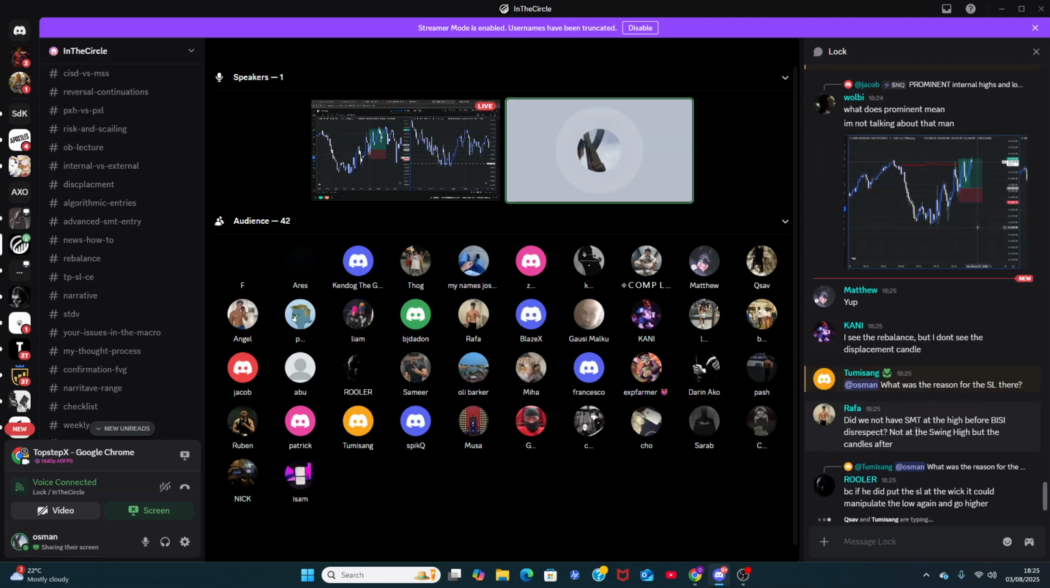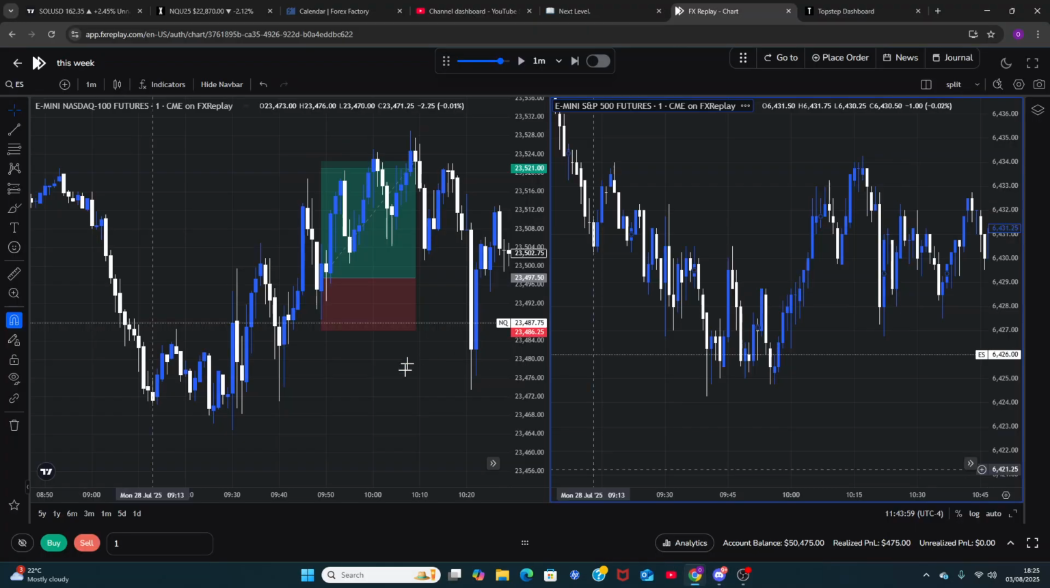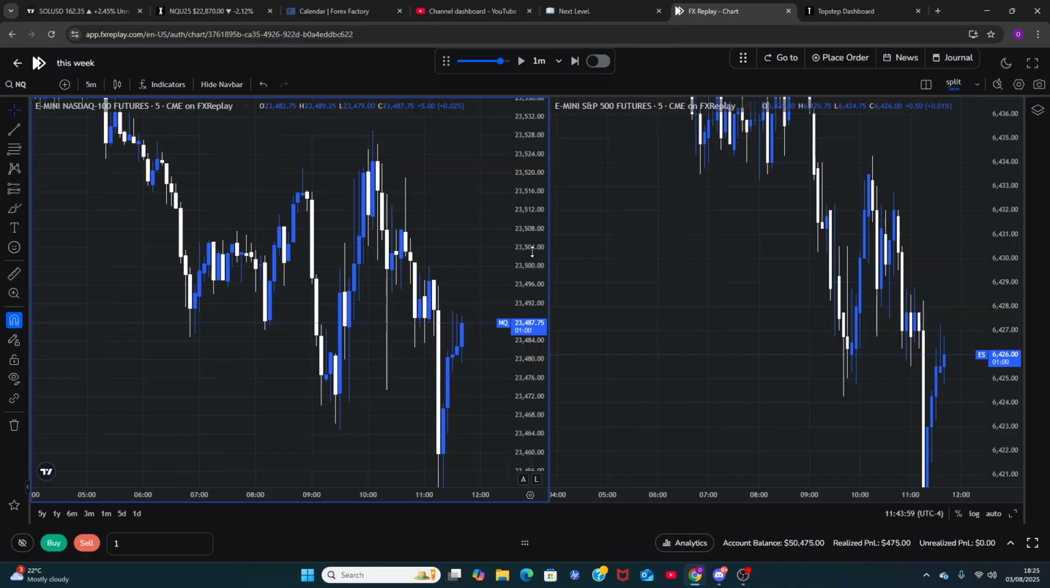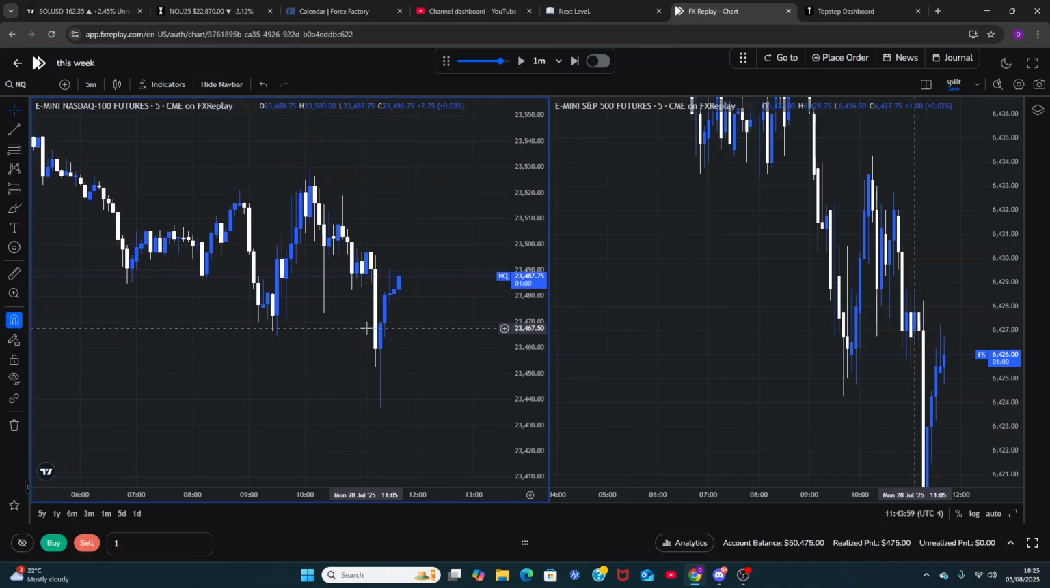It's Monday conditions. What does prominent mean? Prominent means protected, like a specific one. So let me move these drawings. If I was to show you this, what are the prominent highs and lows? This is a prominent low. This is a prominent low. This is a prominent high. This is a prominent high.